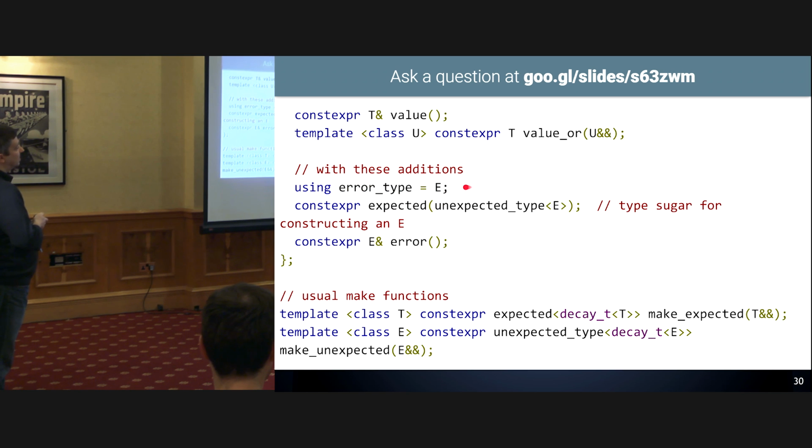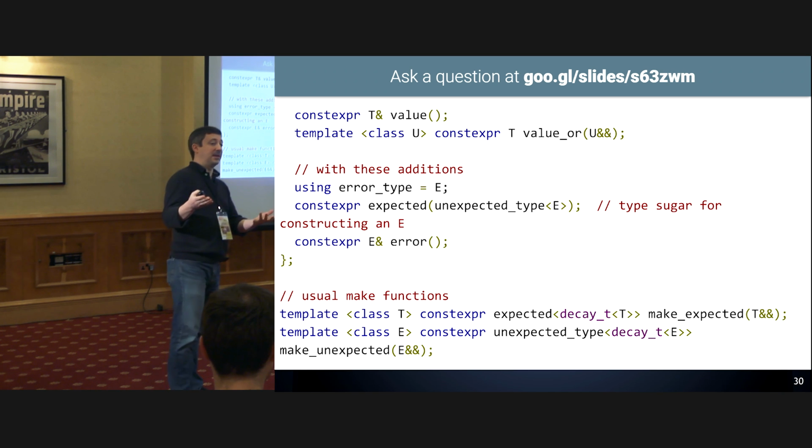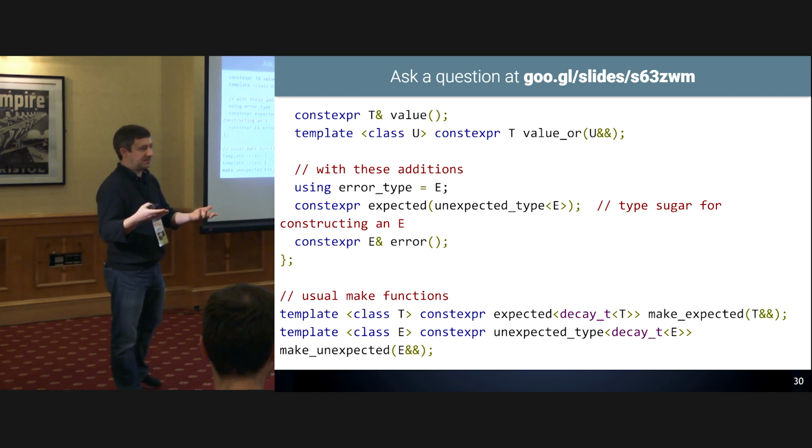Here's the additions to std::optional. So you now have a new error type, which is set to E. You have a new implicit constructor, which takes unexpected type E, which is type sugar for constructing an E. So the default for expected is that if you feed it a T, implicitly it will convert into an expected. Obviously, you can't allow that for E, because E could be the same type as T.